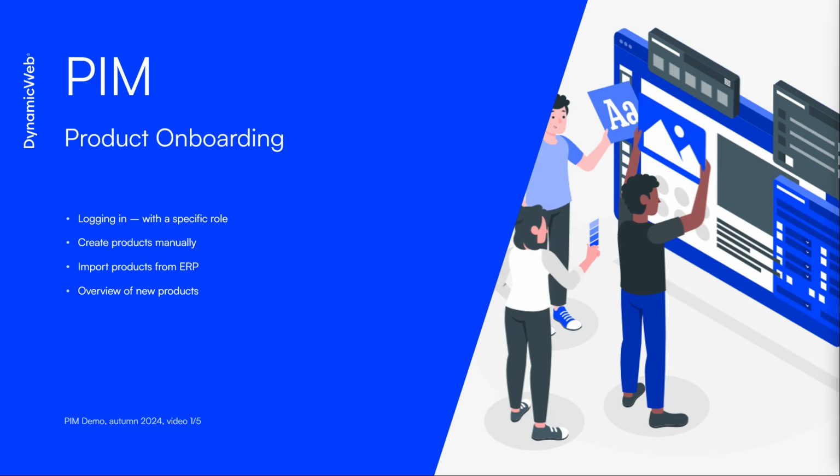We'll look at logging in with specific roles, creating products manually, importing products from ERP, and how to get an overview of new products. Product onboarding is all about getting your products created in PIM. We need at least a product name and the SKU in order to start working with the product, but other product information may also be imported.